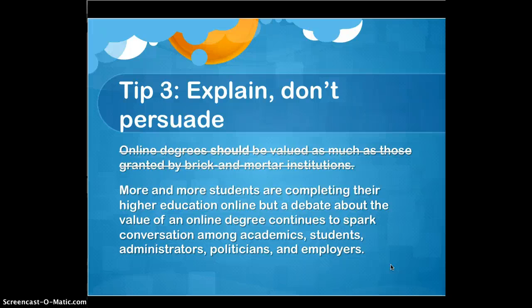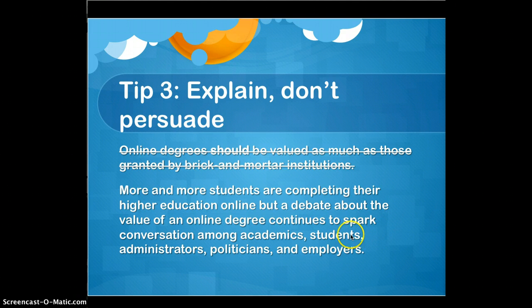Okay, two things to note here. I'm only going to make this claim, "more and more students are completing their higher education online," if I know that that's the case. It's really easy to make assumptions just because you become aware of something, that it's a new idea or a new conversation or that it's happening more than it did before. So in whatever I write, I want to make sure that I'm backing that up.